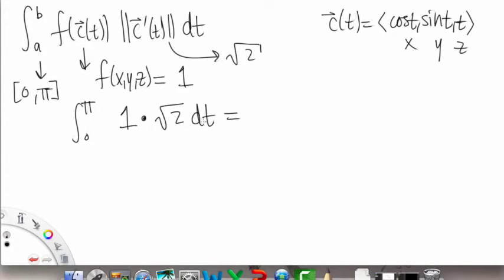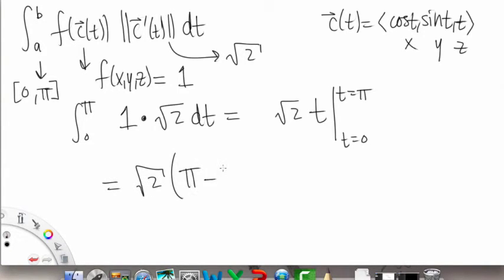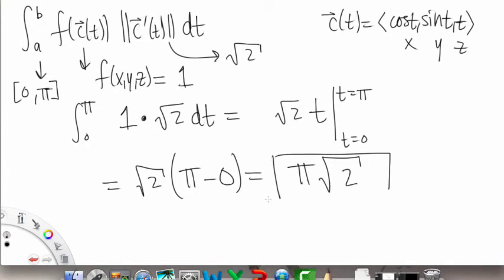So what we get is radical 2, and then a t comes in from integration, as t goes from 0 up to pi. So then when we evaluate this, we just get radical 2, and then pi minus 0, which turns out to just be pi times radical 2. Okay, so this is the answer for our scalar line integral.